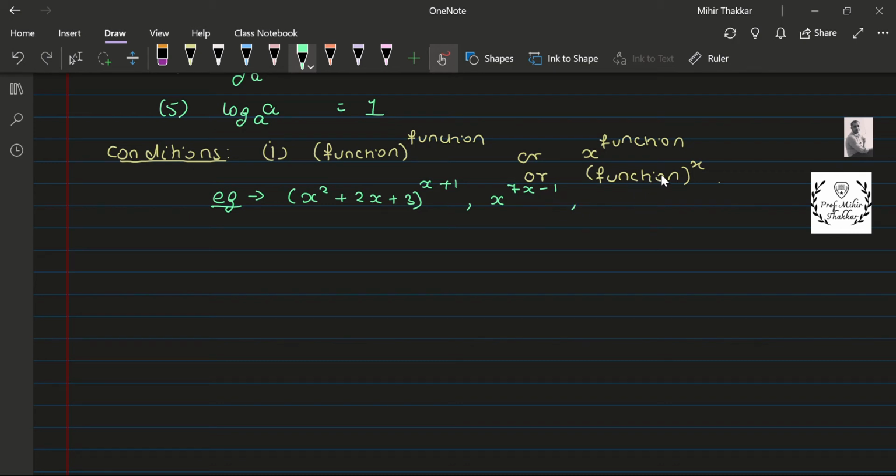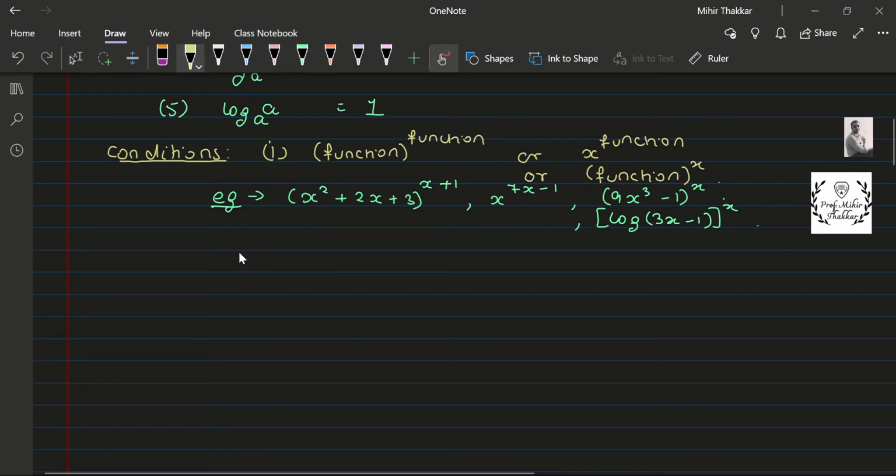Otherwise, if I have function raised to x, probably it can be (9x cube minus 1) whole to the power x. Otherwise, it can also be (log 3x minus 1) whole to the power x. So in such a case, it is in the form of a function to the power of another function. That is one case, guys. The first case is where it is function raised to function. The second condition where I have to apply logarithmic differentiation is something like this.